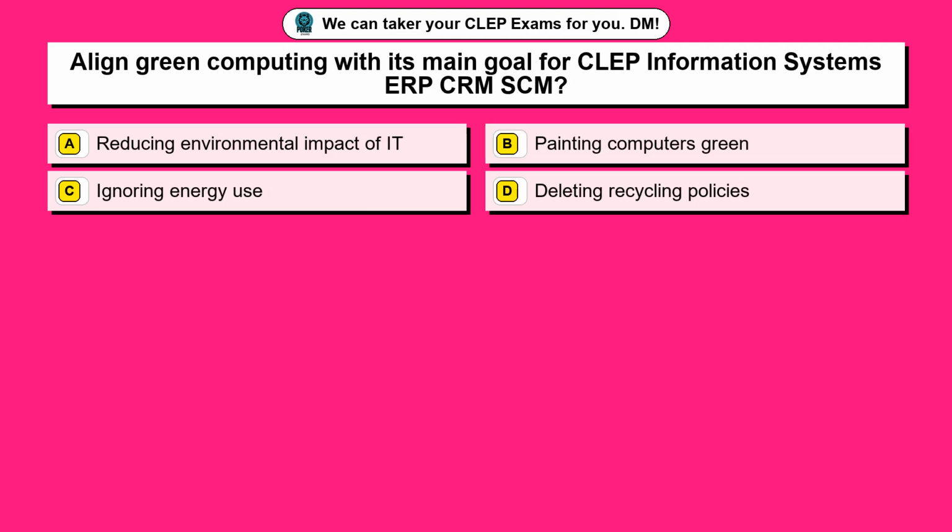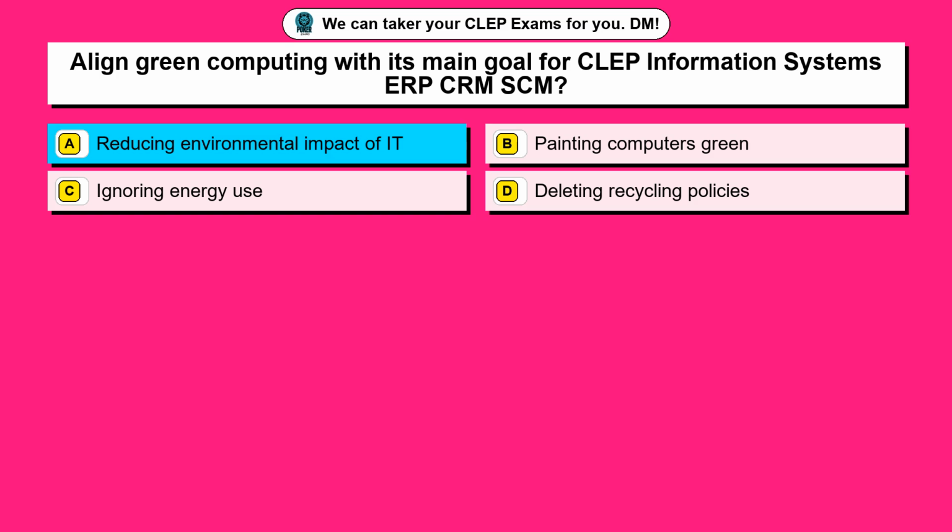Question 95. Align green computing with its main goal for CLEP Information Systems ERP CRM SCM. Option A. Reducing environmental impact of IT. Option B. Painting computers green. Option C. Ignoring energy use. Option D. Deleting recycling policies.